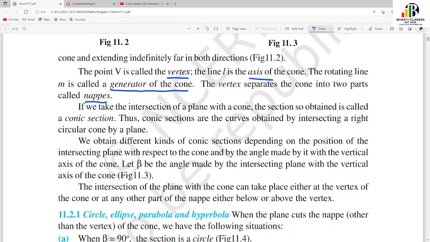If we take the intersection of a plane and the cone, the section so obtained is called a conic section. Thus, conic sections are curves obtained by intersecting a right circular cone by a plane. We obtain different kinds of conic sections depending on the position of the intersecting plane with respect to the cone.